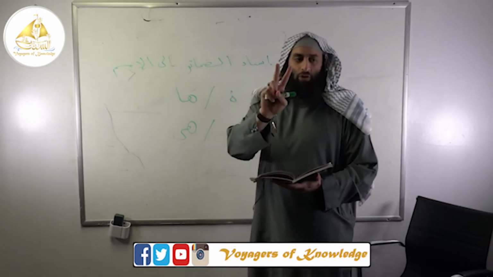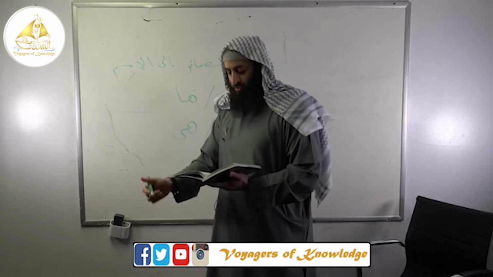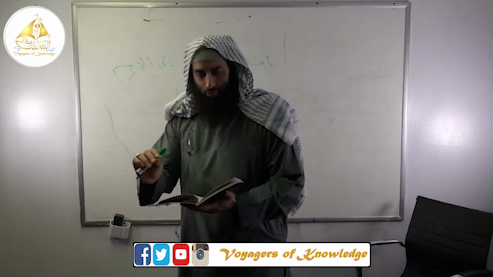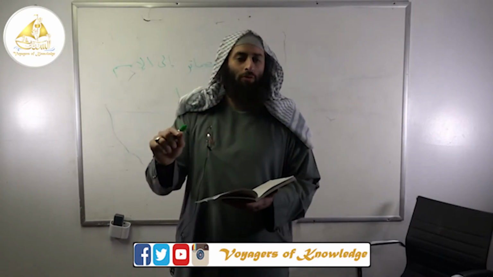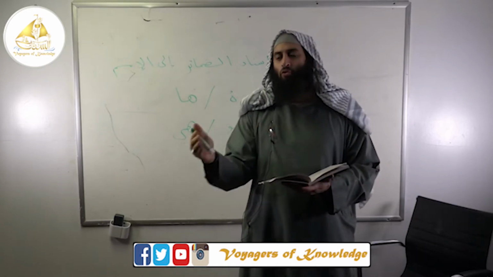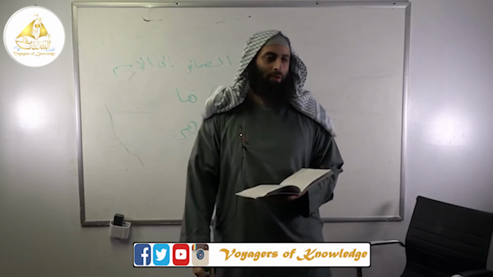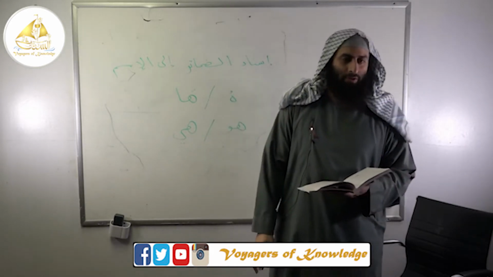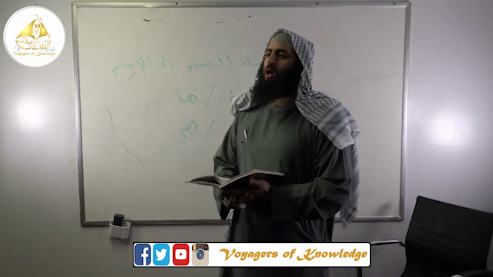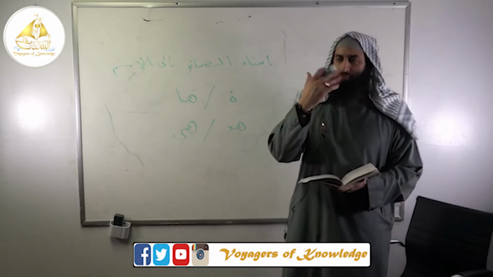السؤال الثاني. What's السؤال الثاني? Second question. محمد طبيب وابنه مهندس. Muhammad is a doctor. His son is ماذا? مهندس. مهندس is an engineer. Alright? What if I say محمد طبيب وابنها مهندس? So all kinds of problems with it.